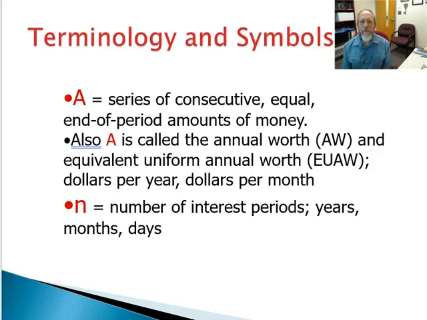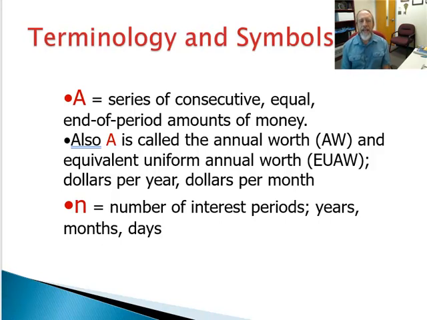A. Now, we aren't doing a lot with A yet, but we will. It is a series of consecutive equal end-of-period amounts of money. This may be an amount of money that you put in, or an amount of money that you take out. We call it annual worth, equivalent uniform annual worth.